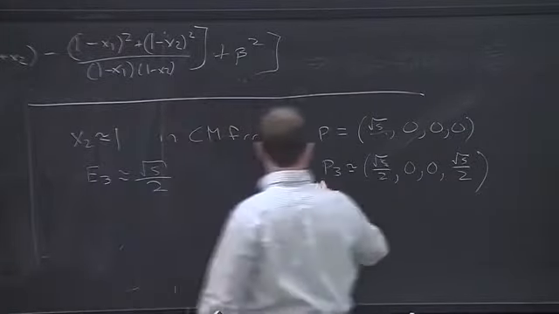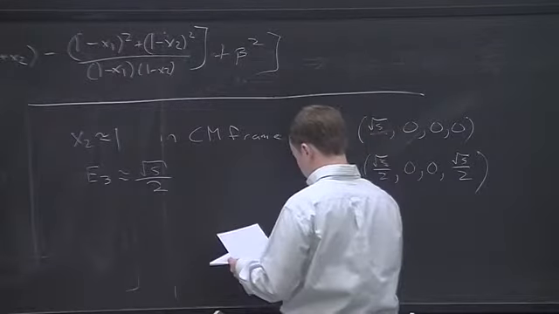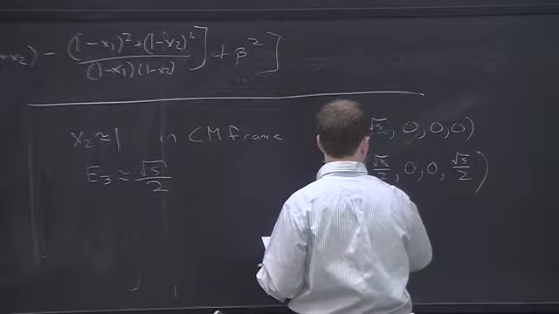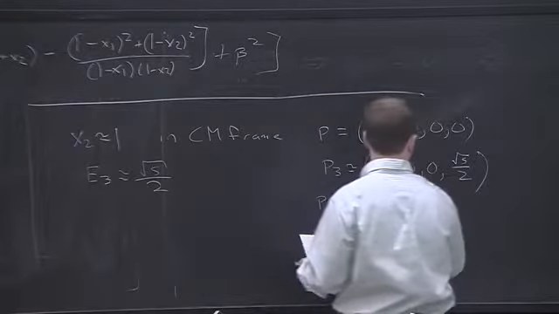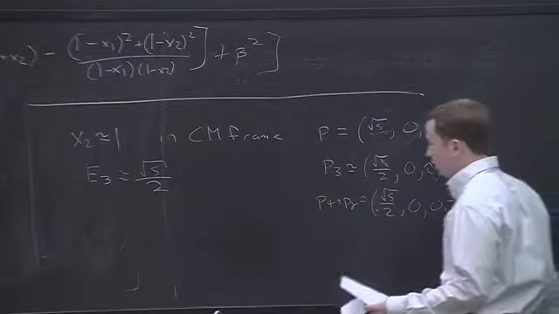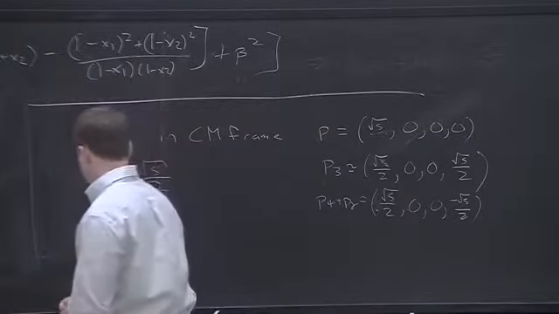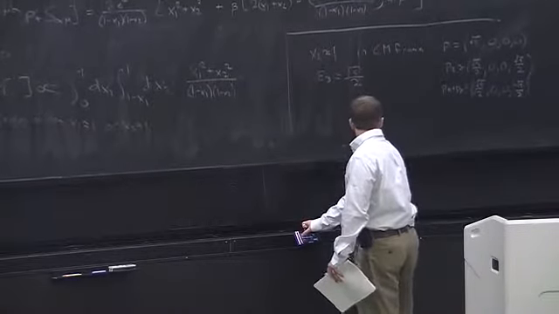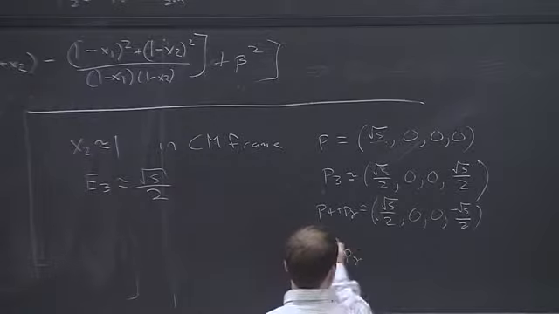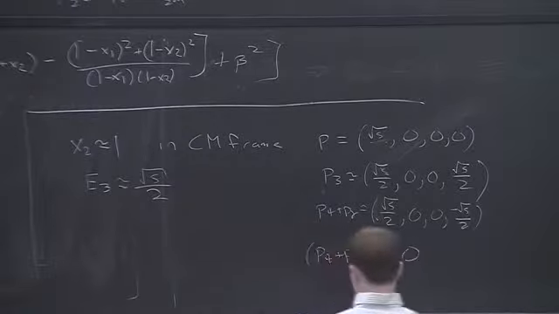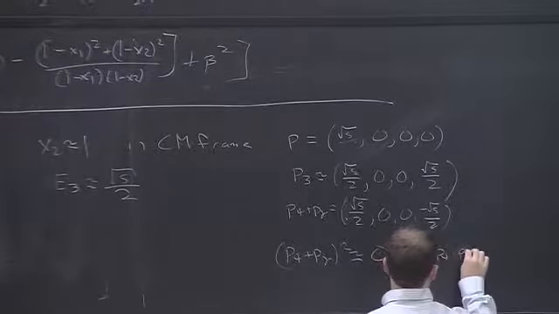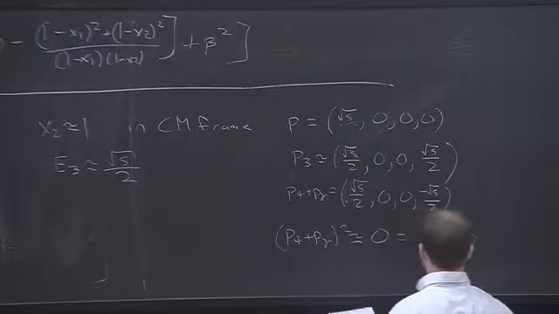And so that tells us then by momentum conservation that P4 plus P gamma has to be (root S over 2, 0, 0, minus root S over 2). So that means that (P4 plus P gamma) squared is about 0, or 2 P4 dot P gamma is about 0.